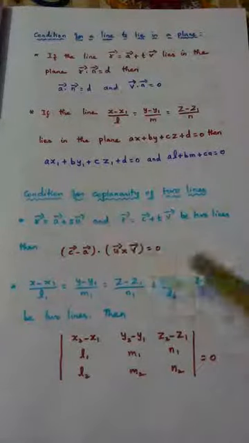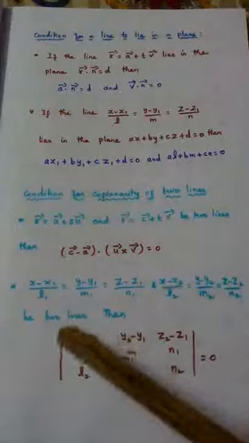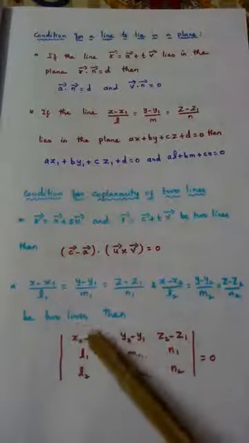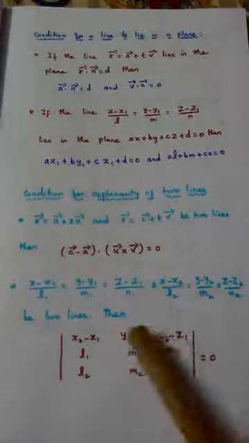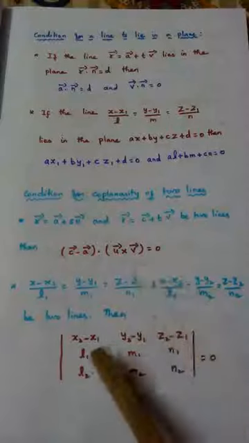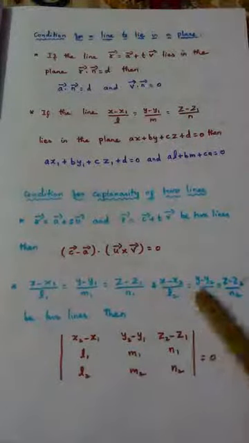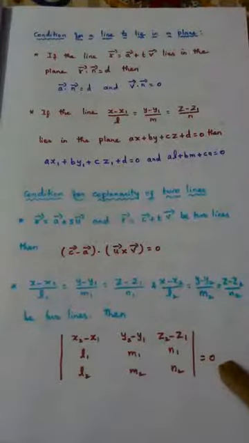If these two lines have to be coplanar, then the condition is given by the determinant of x2 minus x1, y2 minus y1, z2 minus z1. That is the same meaning: second point minus first point. Then L1, m1, n1, the parallel vector of the first line, and L2, m2, n2, the parallel vector of the second line. This determinant value has to become 0.